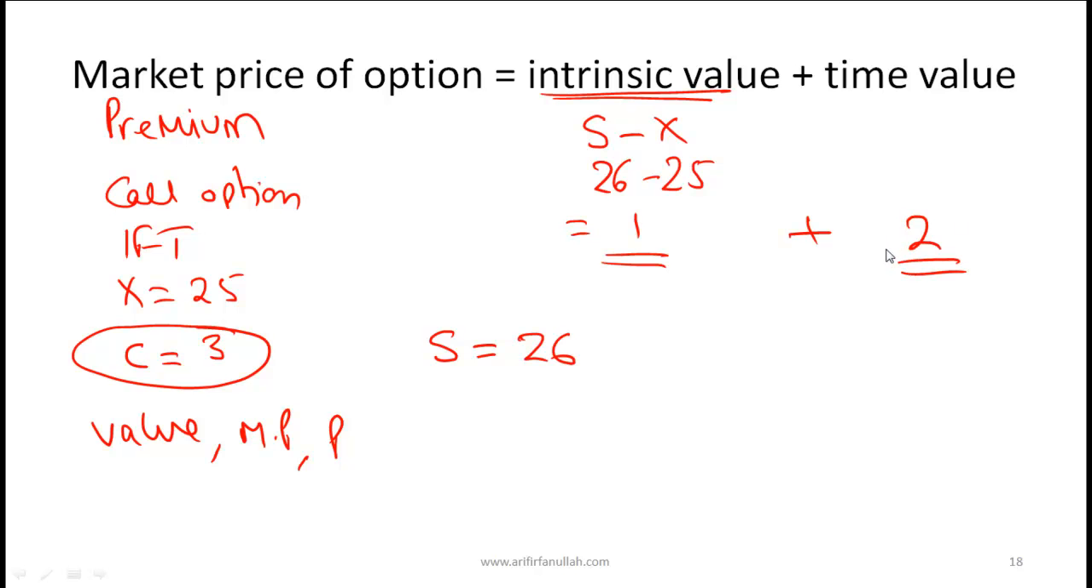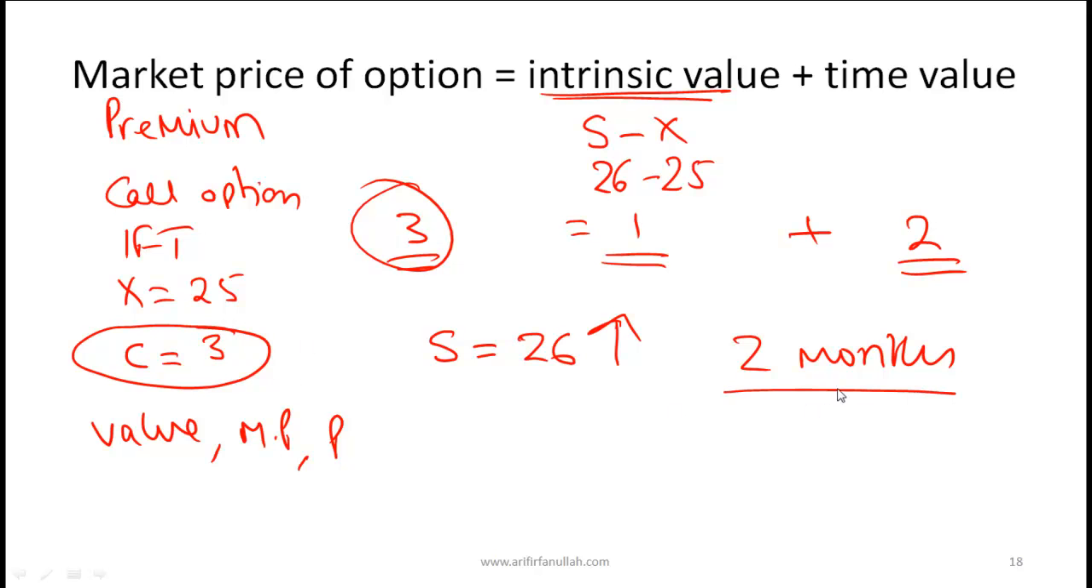Why is this the time value? Because we still have 2 more months before this option expires, and the reason this option is priced at $3 today is that the market is expecting or hoping that the stock price will go up further, and obviously if the stock price goes up further, then the holder of the call option will benefit.